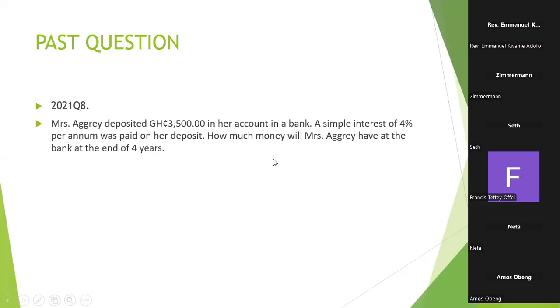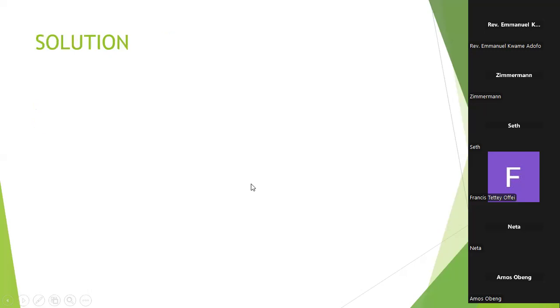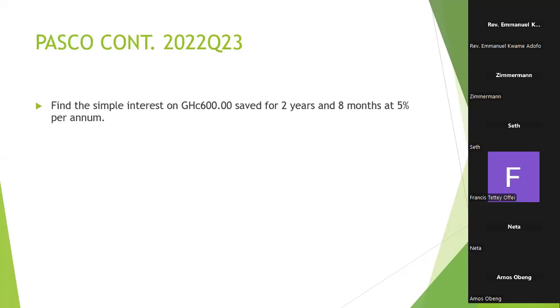4,060 cedis. But we have more questions downward, so let's see how they solve it. Let's try some. Question 2022, question 23. Find the interest on 600 cedis saved for 2 years and 8 months. I'll solve this quickly and give you possible answers. So find the simple interest. You solve for the interest.